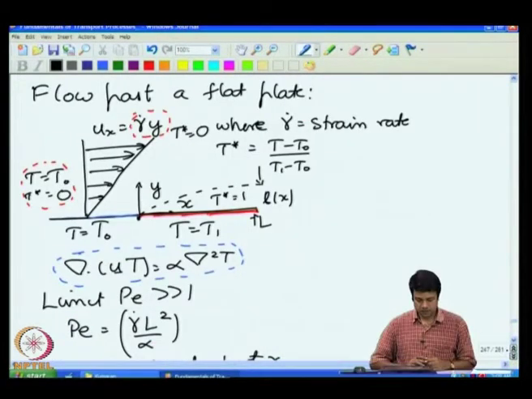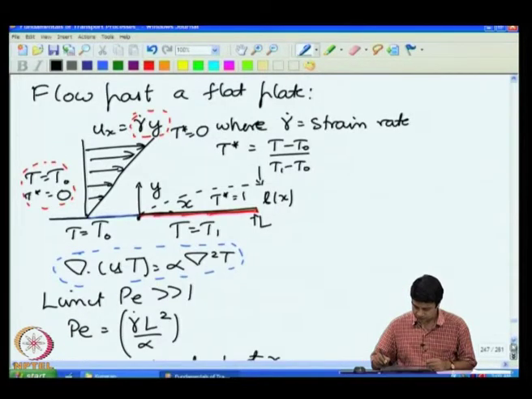A flat plate with a heated section starting at x equal to 0: T is equal to T naught for x less than 0 and T is equal to T1 for x greater than 0. The fluid incident on that plate has a temperature T naught, and we assume a linear velocity profile at the surface. The velocity ux is non-zero, equal to the strain rate times y, whereas uy is equal to 0.